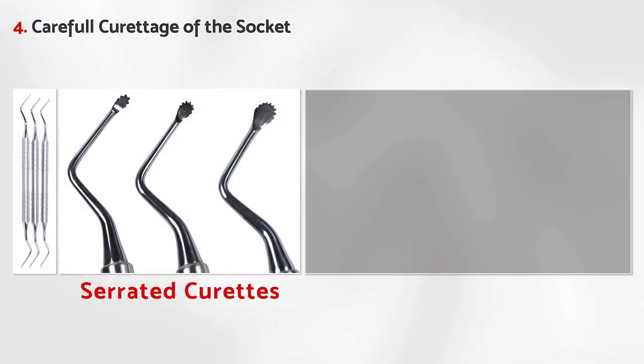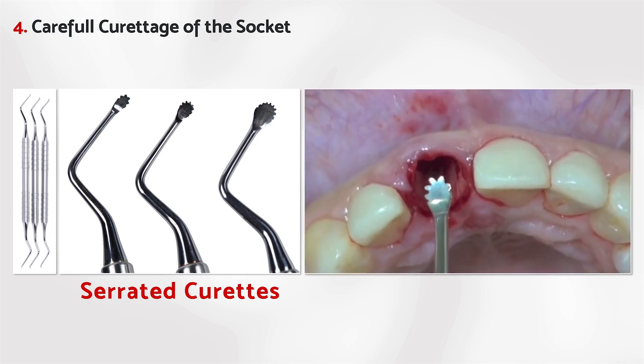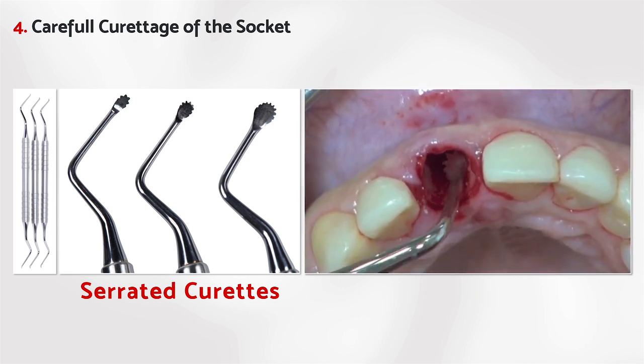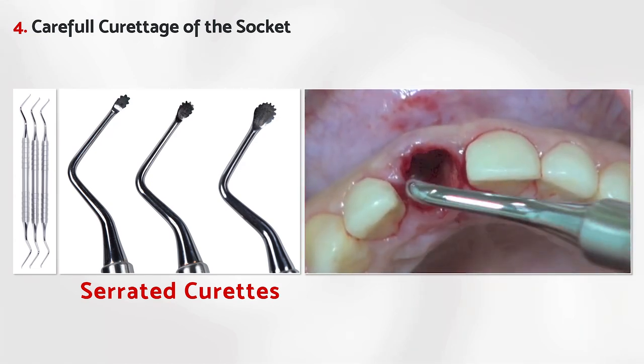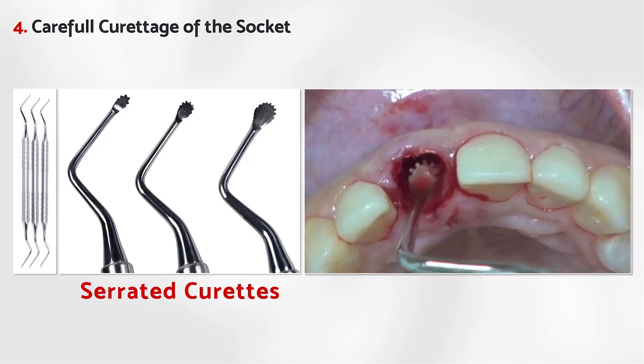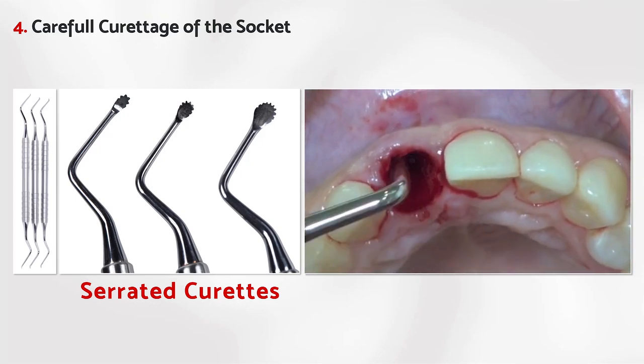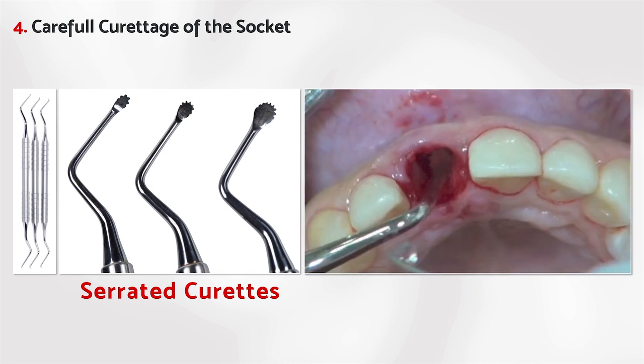Step 4. Careful curettage of the socket. Take a look at these curettes, what we call serrated curettes. This serrated curette kit has 3 different sizes, small, medium, or large, that can be used according to the tooth to be extracted and the dimensions of the periapical or periodontal lesion. We start the curettage using these curettes in order to remove the granulation tissue and the remains of periodontal connective tissue. Our goal here is to clean the socket as much as you can.